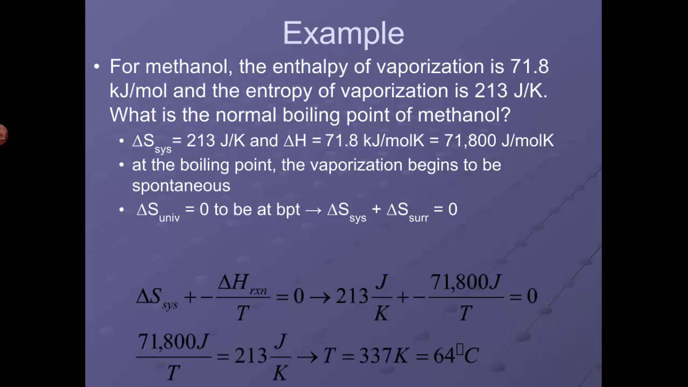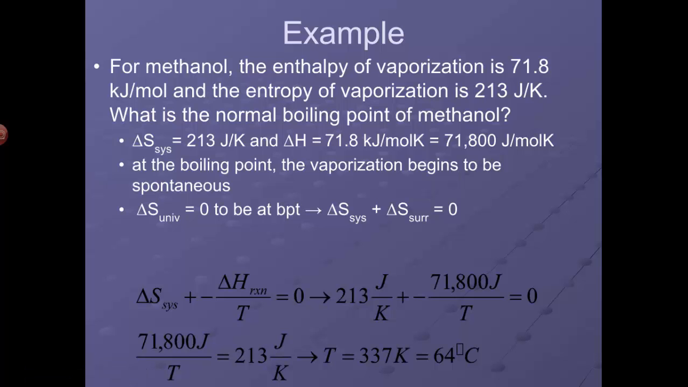Okay, so putting it into our equation again, we have delta S of the system. We replace delta S surroundings with our negative delta H reaction over T. We're going to set that equal to 0. We plug in our values for delta S and for delta H. We solve for T. T is 337 kelvins, or 64 degrees Celsius. That's our boiling point. That's the temperature at which we'd be at equilibrium, which is what boiling point is.